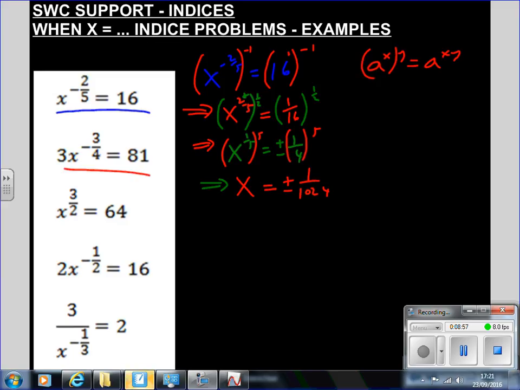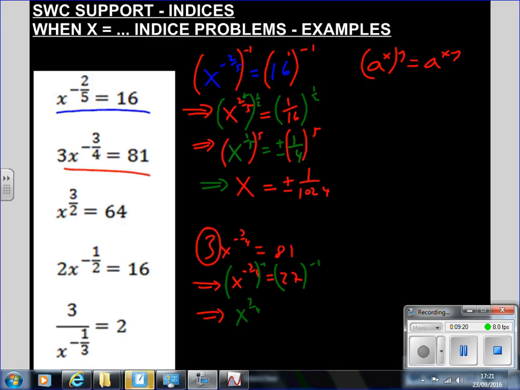Okay. Second example. Let's do that again. So this time we've got 3x to the minus 3 by 4 equals 81. I'm trying to get x by itself, so naturally I've got to get rid of that 3. So I'm going to divide both sides by 3, 27. Again, I've got a minus there, so I'm going to put both to the minus 1. So that leaves me with x to the 3 by 4 is 1 over 27.